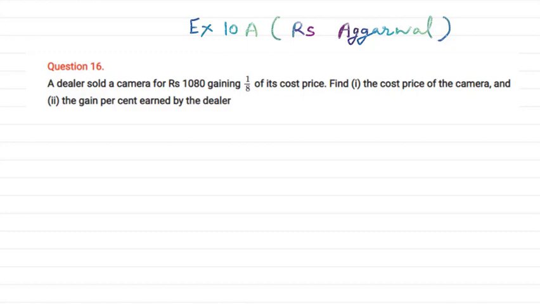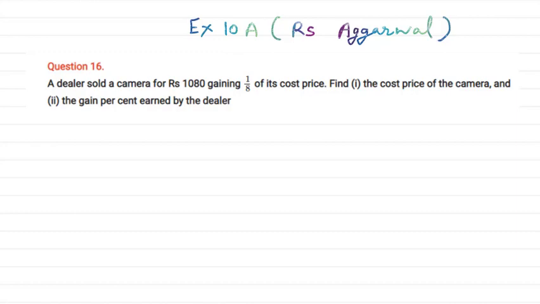So this is the sum from R.S. Agarwal, exercise 10A, question number 16. A dealer sold a camera for rupees 1080, getting 1 by 8 of its cost price. Find the cost price of the camera and the gain percent earned by the dealer.